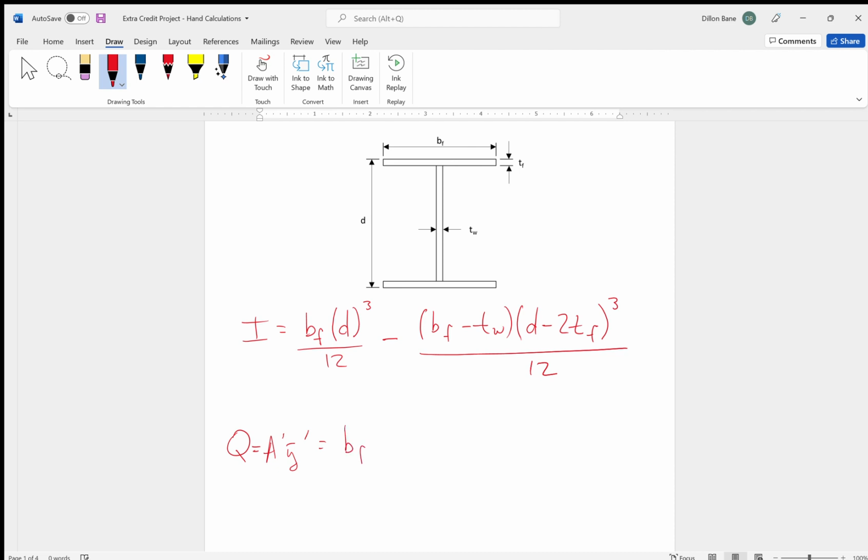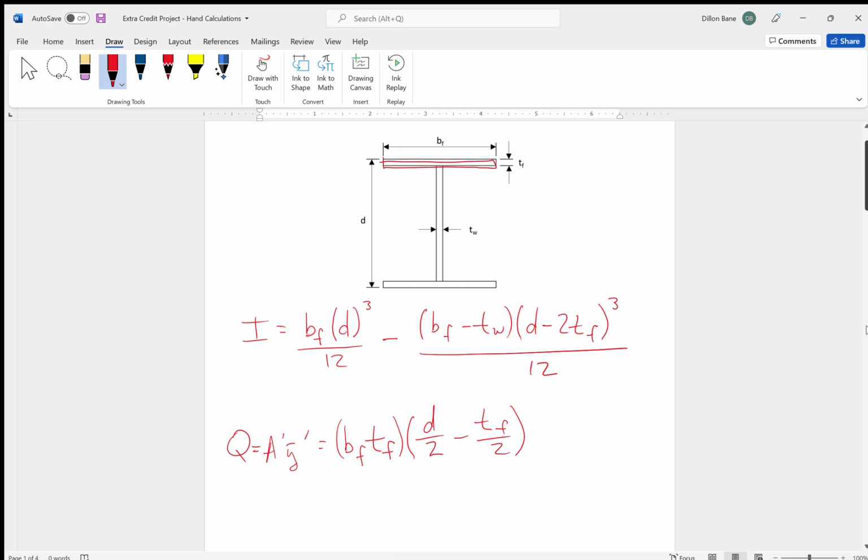So b_f t_f is the area, and the y bar prime for that top shape is going to be the distance from the centroid of the top flange to the neutral axis of the overall shape. So that's going to be d over 2 minus t_f over 2. Okay, so that's A prime and y bar prime for the first shape, which is the rectangle here.